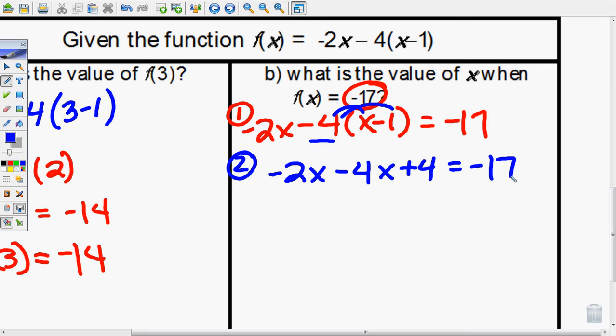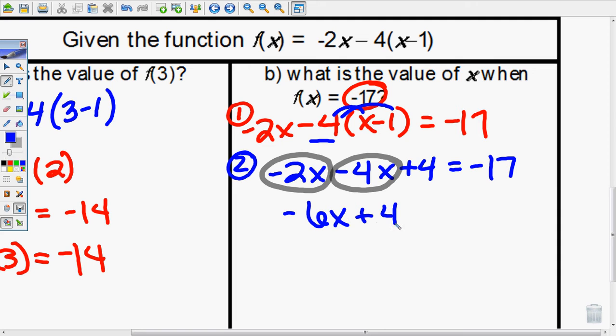What are my like terms that can be combined? Negative 2x and negative 4x. So it's negative 2x plus negative 4x, which is negative 6x. So I have negative 6x plus 4 equals negative 17. Am I fully simplified? Yes, I am.